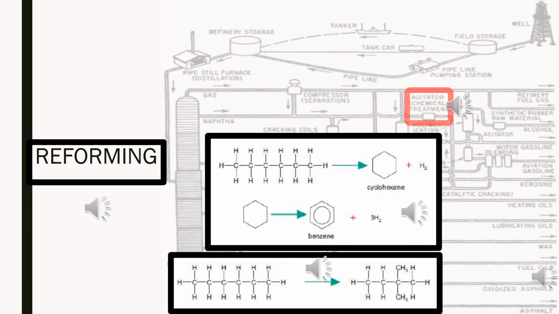Another type of reforming reaction is the formation of branched hydrocarbons from straight-chain hydrocarbons. You can use these branched hydrocarbons to increase the octane value of fuels, in other words, to increase the energy set free on combustion of the fuel.